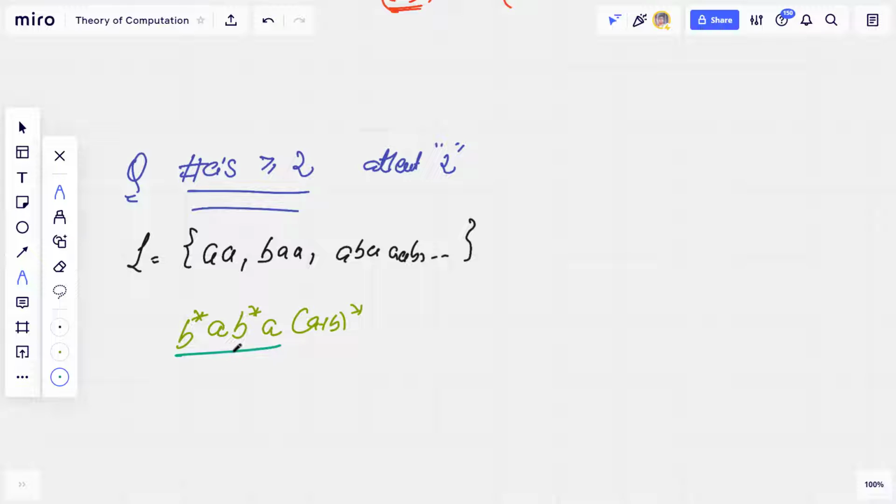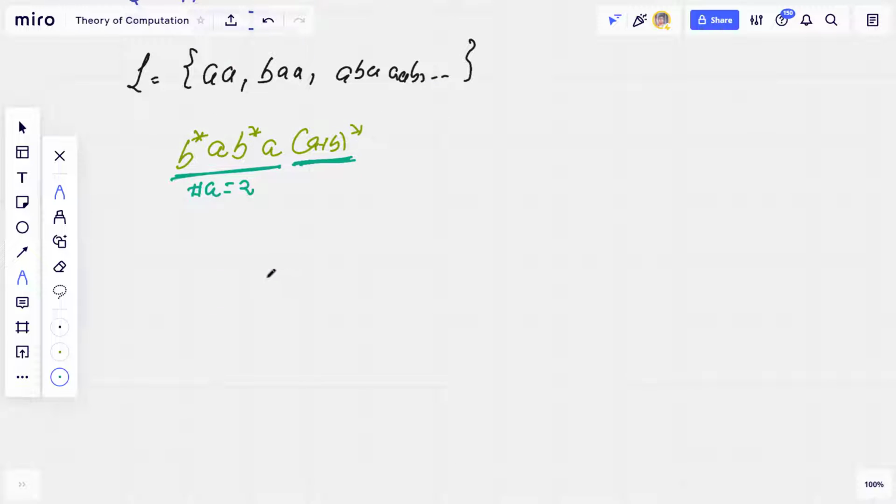Okay, that's not the correct way. Let me get 2 A's first, and then I can get anything. Let me get 2 A's first, then I'll get anything. So this will ensure that I get at least 2 A's, and this will ensure that any number of A's can be possible after it. So that's what this is. This is the regular expression for it.